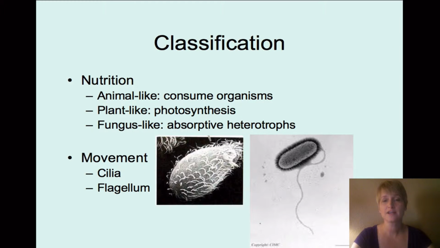And the way we classify these protists are by nutrition. So the animal-like protists consume organisms, they're heterotrophs. The plant-like protists, they use photosynthesis, so they're autotrophs. And the fungus-like protists, they're absorptive heterotrophs, which means they absorb nutrients from other organisms, but they don't actually consume the entire organism. And then we also classify them by movement. So some of them have cilia that help them move, and some of them have a flagellum.